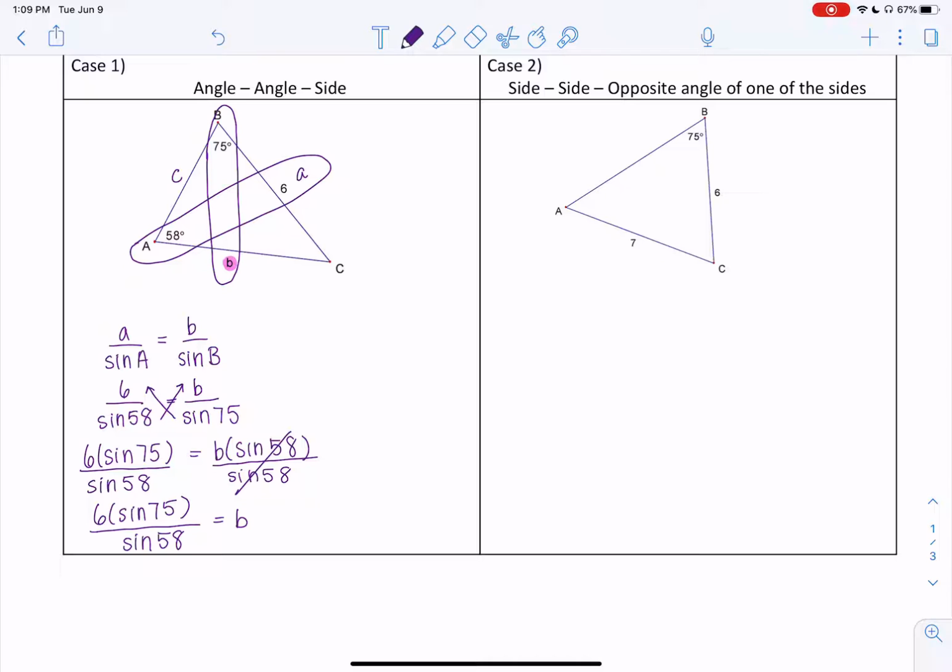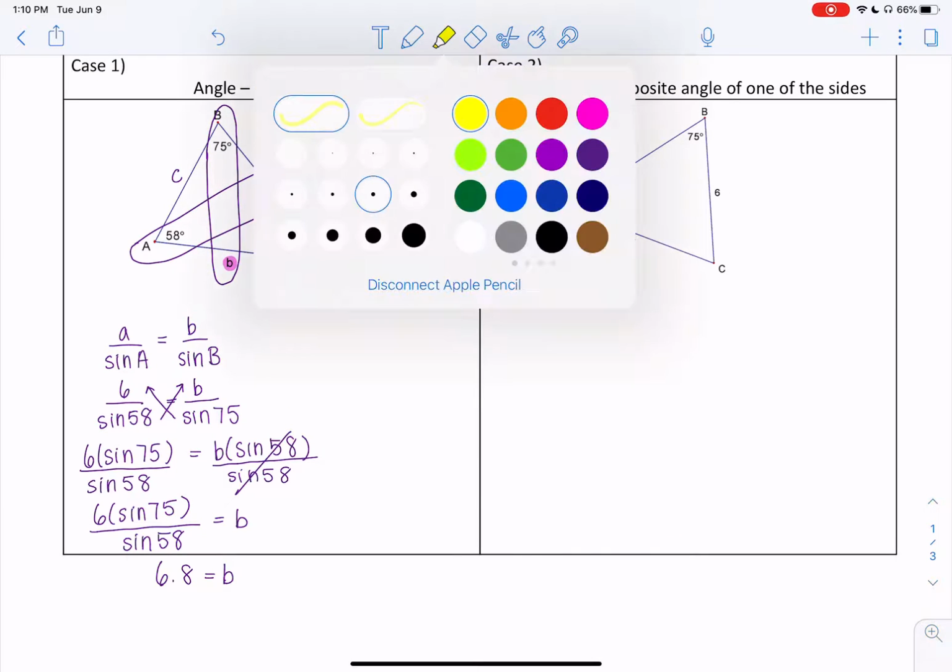And I will get 6.8 equals B. And again, similarly to our right angle triangles, we always want to take a look at that answer and think to ourselves, does that make sense with my triangle? Does it fit into the neighborhood of my other sides? And it absolutely does. So we are all set. And that is our final answer.